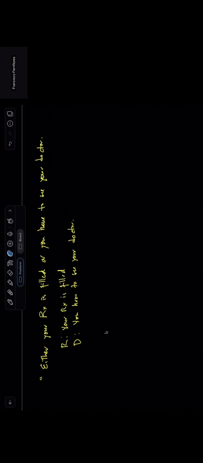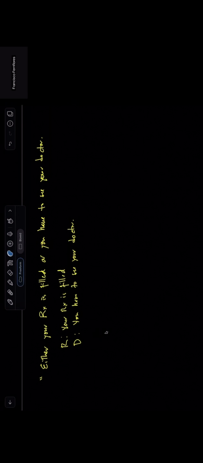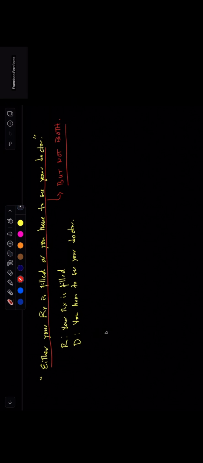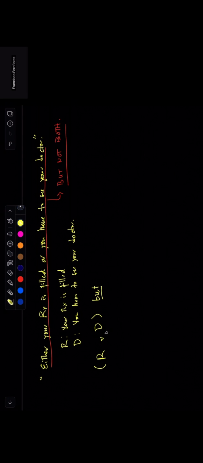Well, I already said it. We paraphrase by thinking about what did the pharmacist mean? And what I said is that what he probably meant was that all of this is true, right? Either your prescription is filled or you have to see your doctor. And then I said, but not both. Now we have an inroads to thinking about how to symbolize this, because this says R or D, but not both. Both what? Both R and D. So the pharmacist is telling me R or D, but not both R and D.